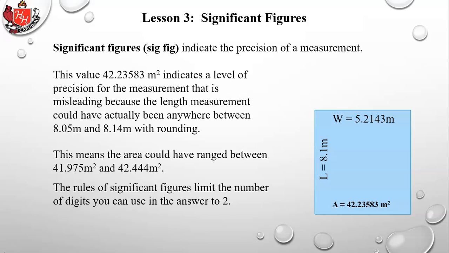The rules of significant figures limit the number of digits you can use in the answer. So actually the proper number of figures to represent this answer is 2 significant figures, 42. You should not put anything after the decimal, and that's as precise as you can show this measurement. So what we're going to learn in this lesson is how did we arrive at that number 42? How did we arrive at 2 significant figures?